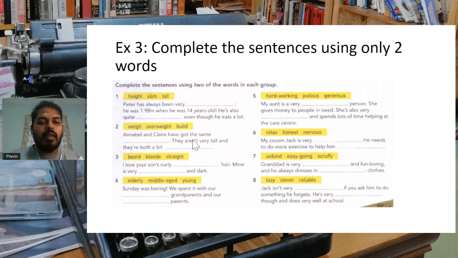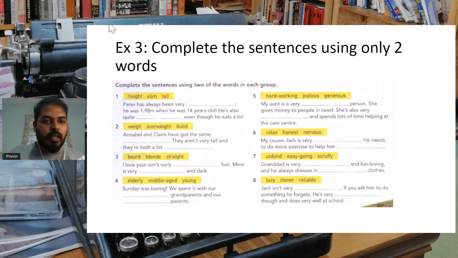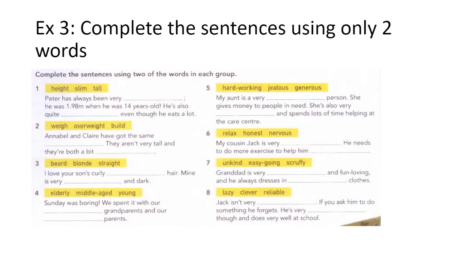Okay, Annabelle and Claire have got the same build. They aren't very tall and they are both a bit overweight. Okay, macam tu. Weight, number 1, weight ni is not berat. You kena ingat tu. Okay, let me put this out. And then you try to do exercise 3. You try to do one by one lah.